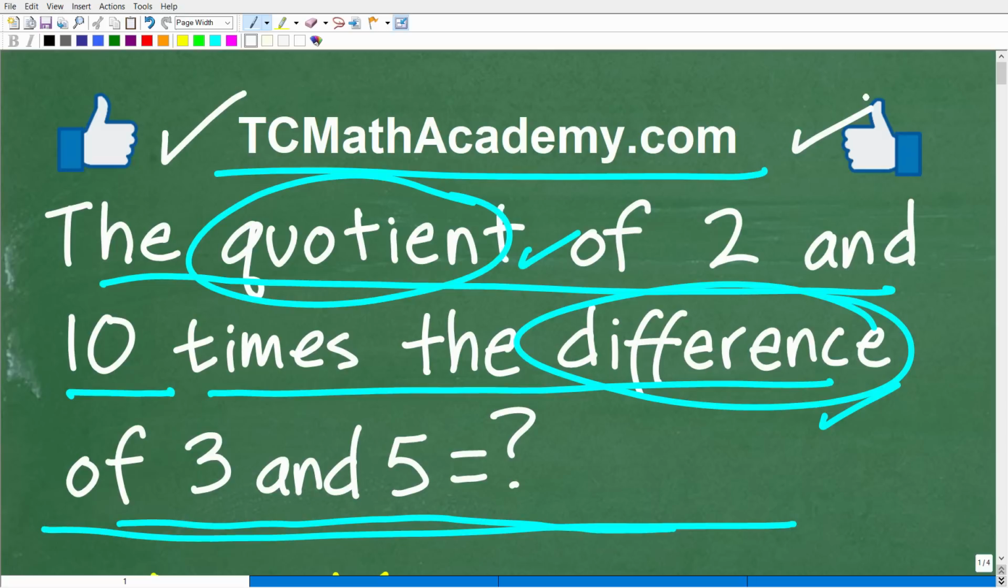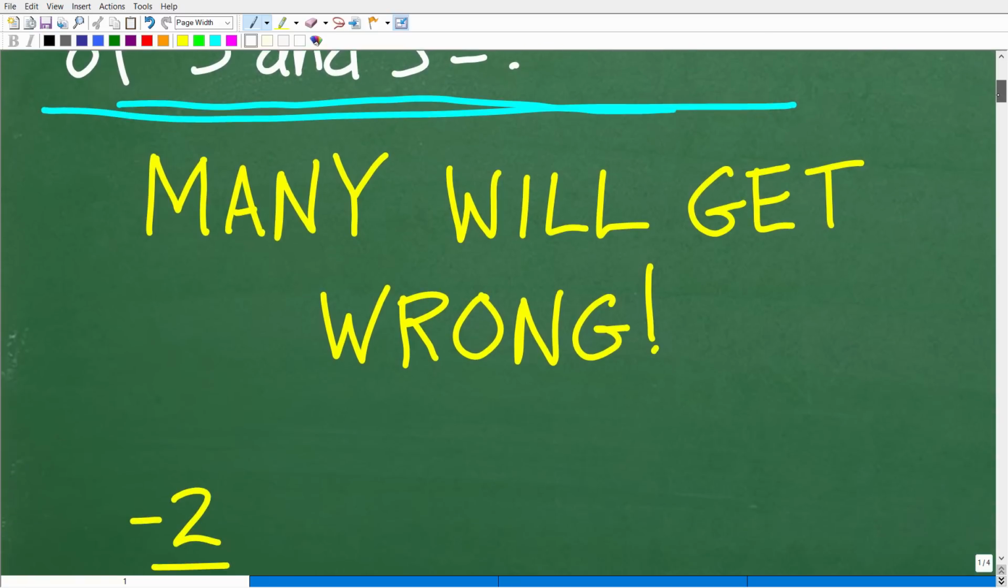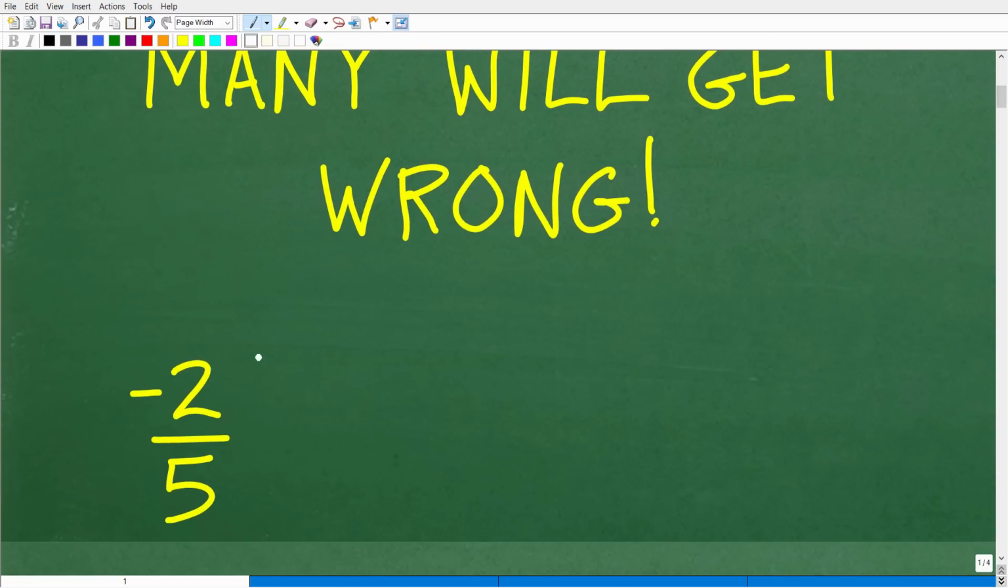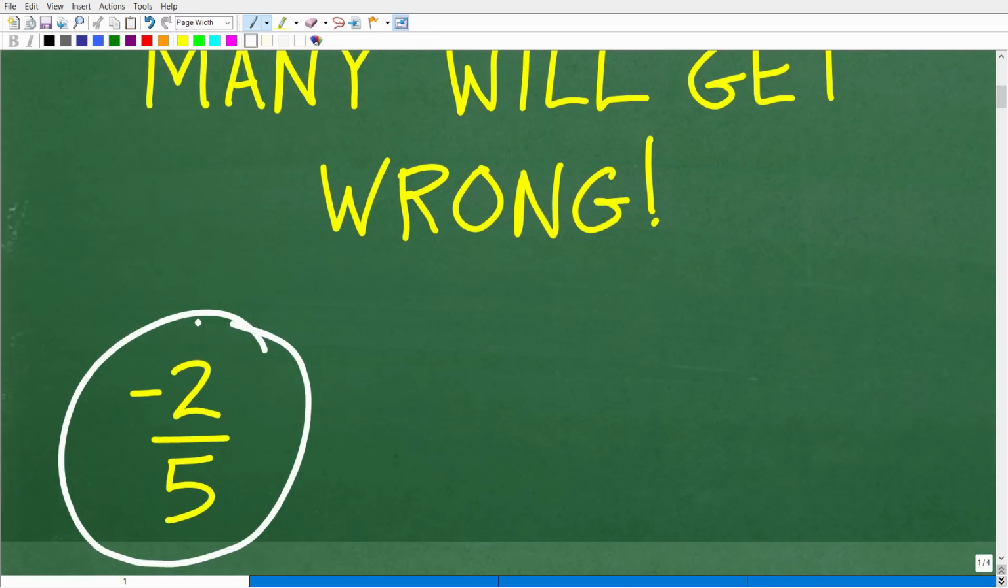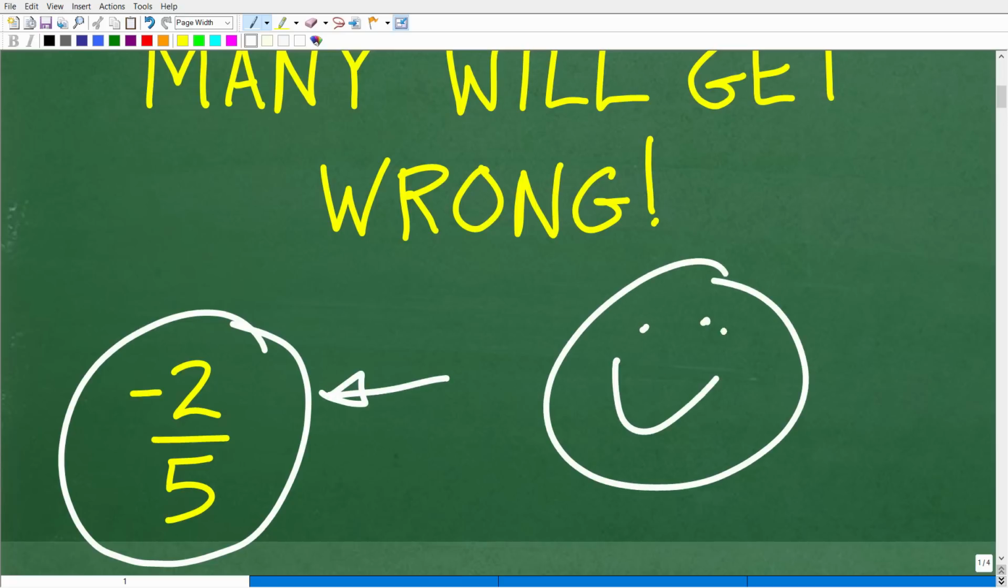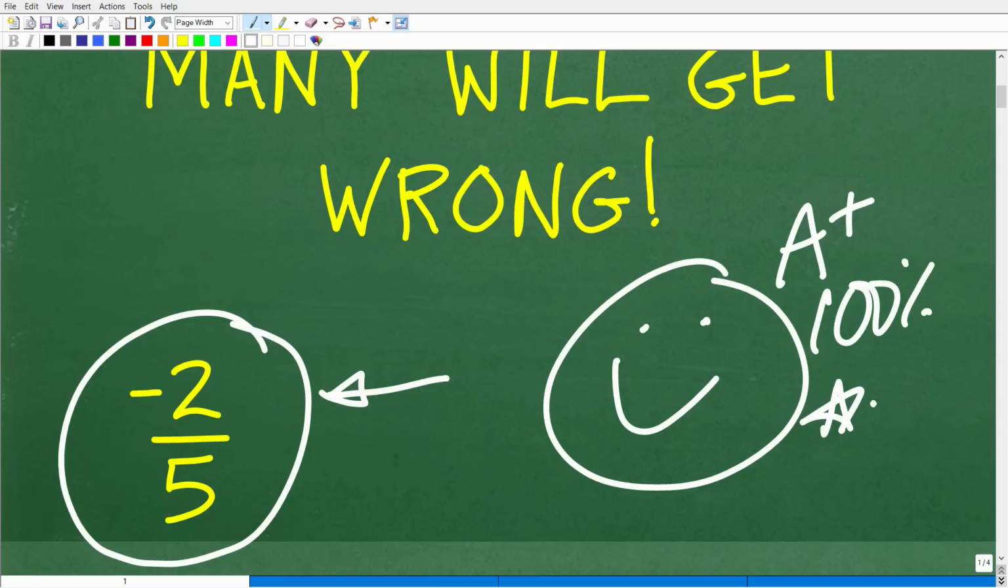The quotient of 2 and 10 times the difference of 3 and 5. What is the answer? If you did this correctly, the correct answer is -2/5. If you got this right, that is very, very good. We must celebrate by giving you a nice little happy face, an A plus, a 100%, and multiple stars, so you can brag to your friends and family that you still are a professional certified expert in the area of arithmetic and basic mathematics.